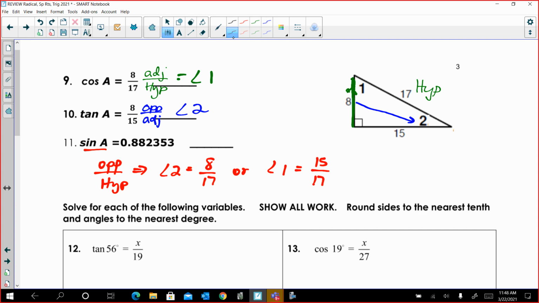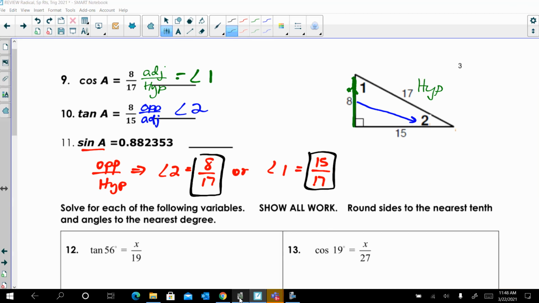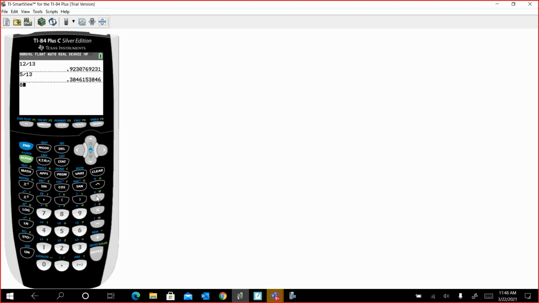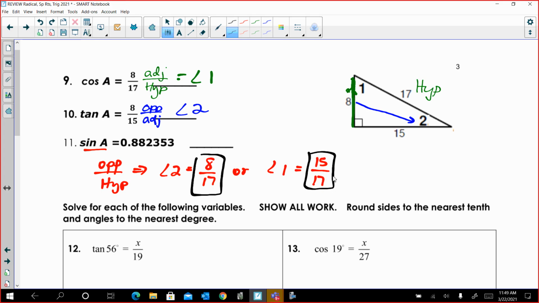So what I have to do is just check each one of these fractions. So I go to my calculator and I do 8 divided by 17. And I check to see, does it give me that decimal? Nope, that one did not. So then I go to the next one, which was 15 divided by 17. And that gave me the same decimal in the problem. So that means this would be angle 1.